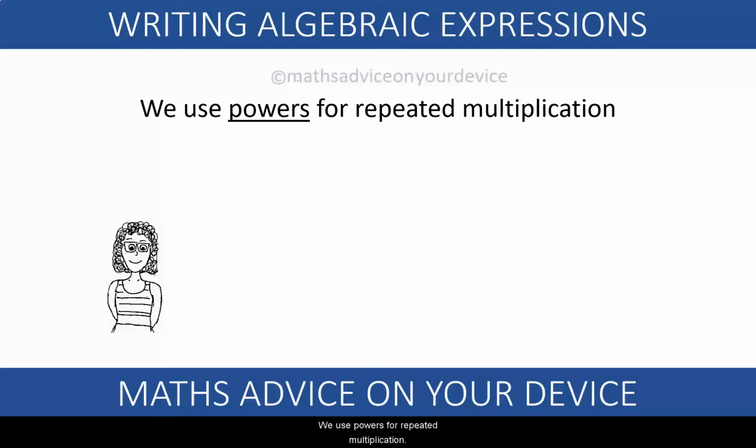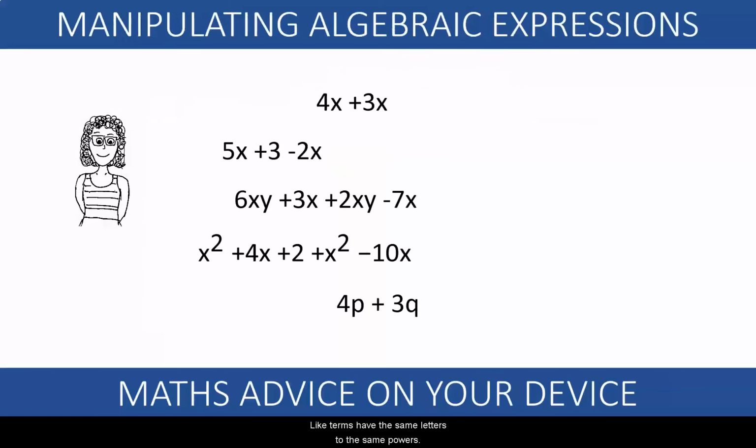We use powers for repeated multiplication. For example, a times a times a is written a cubed. Like terms have the same letters to the same powers. They can be simplified by adding or subtracting the coefficients. For example, 4x plus 3x makes 7x.